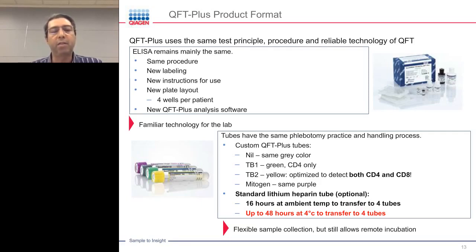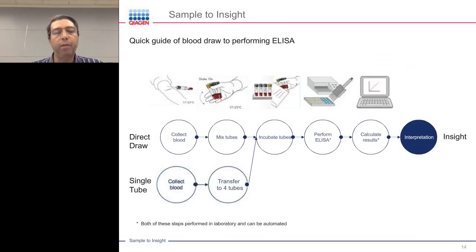And this serves as a control that says that the handling of the tubes and the blood was correct, and that the person is capable of mounting a gamma interferon immune response. And we also brought in new workflows, the single tube collection in which you can collect the blood, and we allowed for this to take place up to 48 hours if you transport the blood at 4 degrees. So very flexible workflow outlined here.